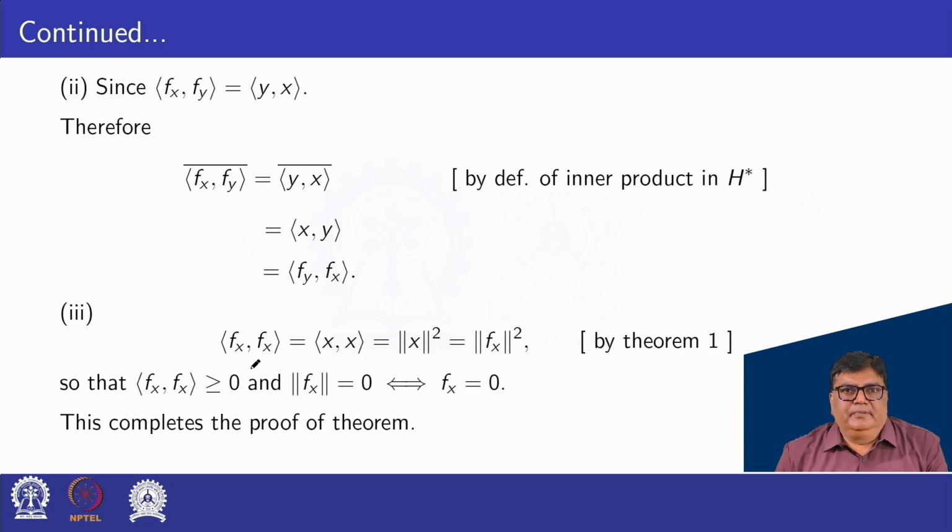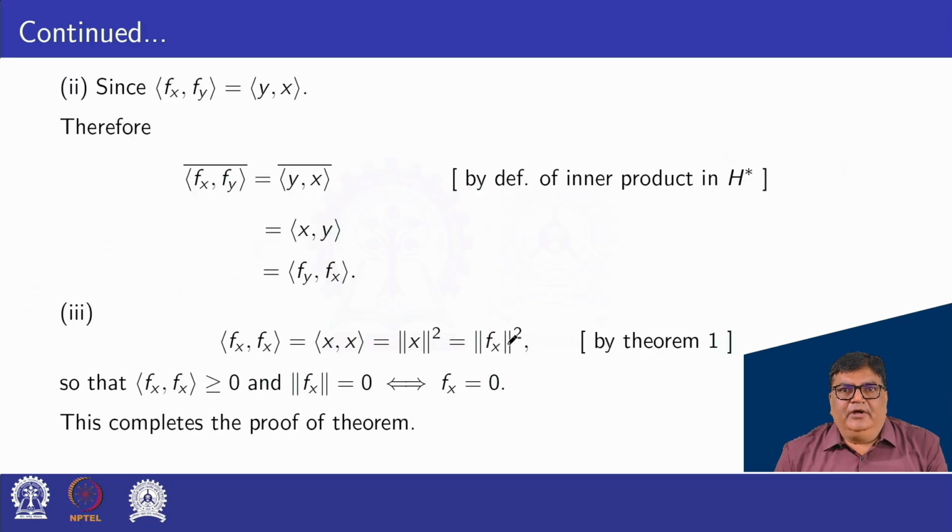Third, inner product of Fx. By the definition of the inner product in H star, this can be written as inner product of x and x. And we know that inner product of xx is equal to norm x square. By theorem 1, norm x is equal to norm fx. So norm x square can be written as norm fx square.